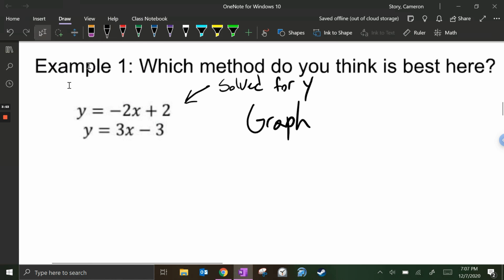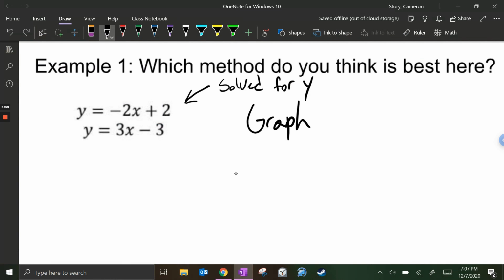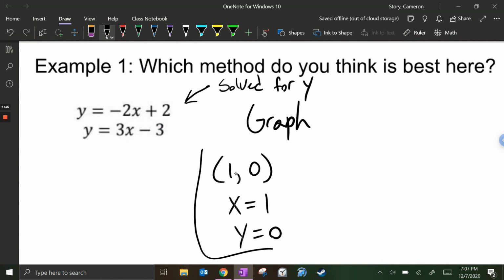When you do graph these two equations, y equals negative 2x plus 2 and y equals 3x minus 3, this is the easiest option, especially since Desmos just gives us the answer. So we see that the two lines cross at (1, 0). So that is our answer, (1, 0), where x is equal to 1 and y is equal to 0. As we can see, if you are able to graph it, I totally recommend it because it is super quick and easy to solve. Let's see what we can choose for the next example.